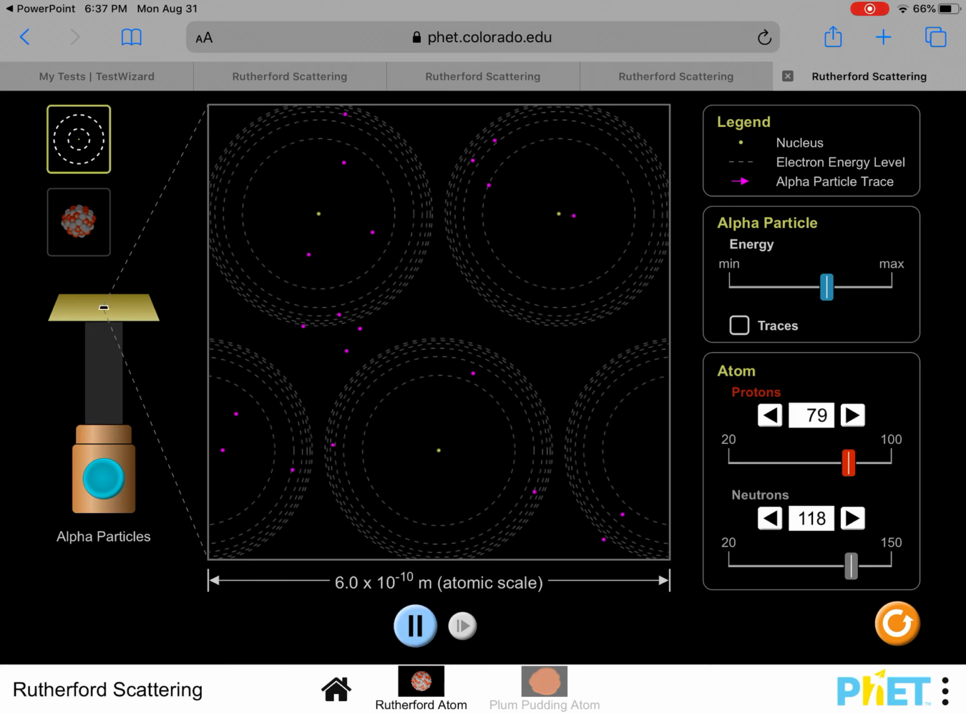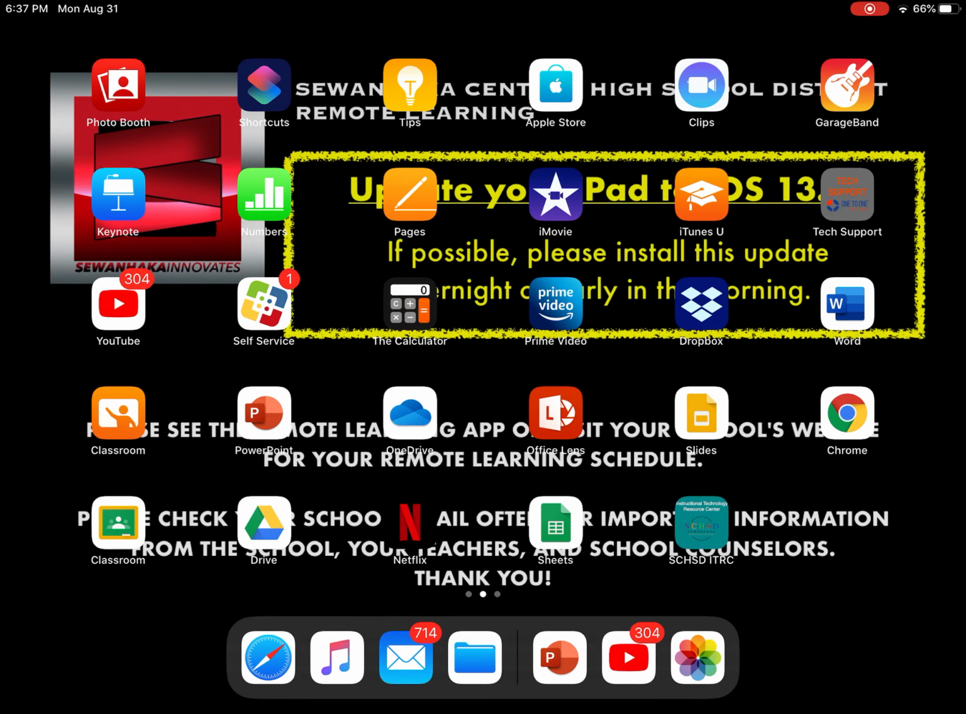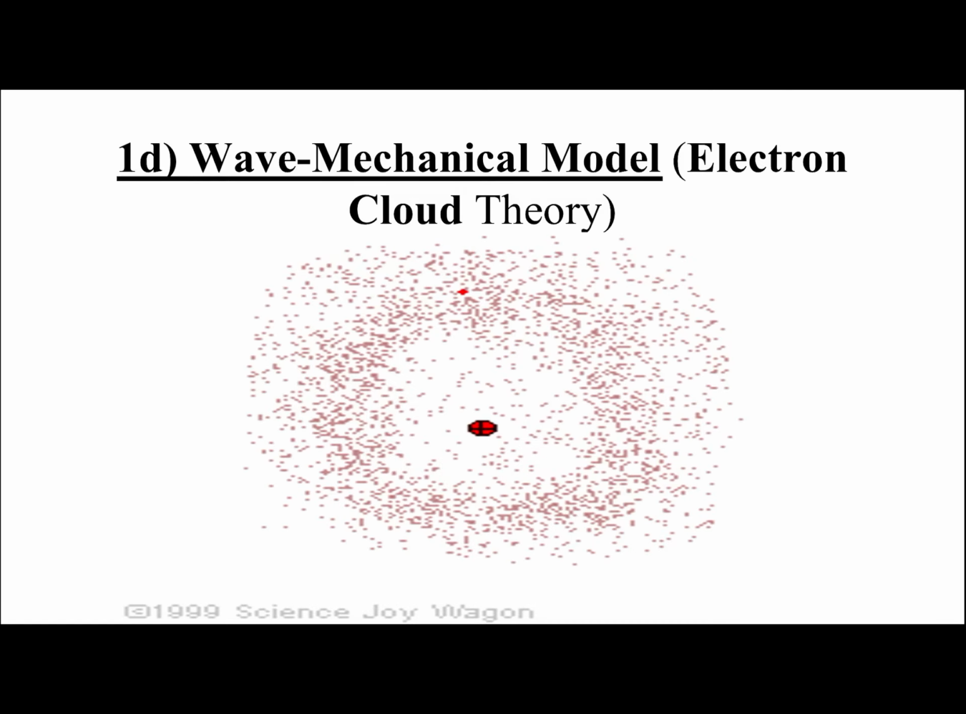If you notice, most of the alpha particles simply go right through the atom. They veer to the left, veer to the right, and so on and so forth. But once in a blue moon, they actually do hit the nucleus, and that scatters them back. Okay, that's a great illustration there.